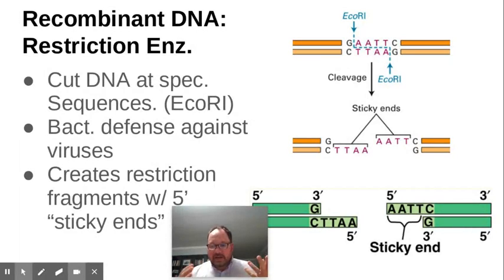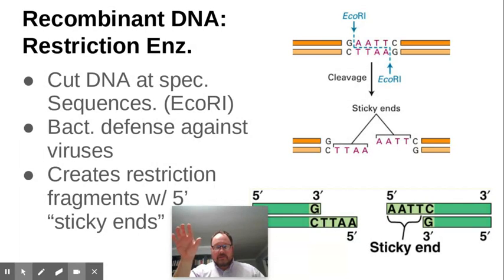Now, why do bacteria have these enzymes? That's a great question. Remember, the oldest enemy for bacteria are viruses, and viruses have the capacity to insert their viral DNA into bacterial cells and kill them. So what bacteria have evolved to fight against viruses inserting their genetic information is these restriction enzymes, these restriction endonucleases.